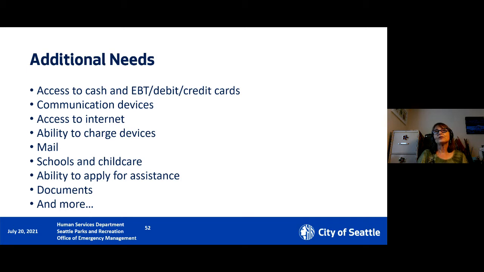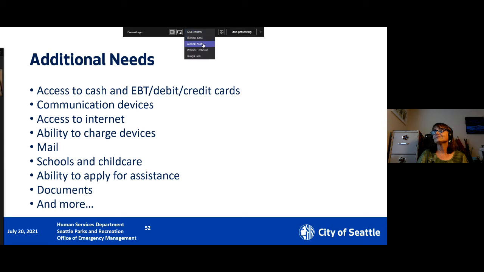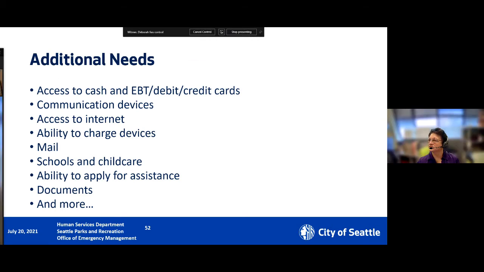Deborah Whitmer will now be talking about making these services and resources accessible. Go ahead, Deborah.